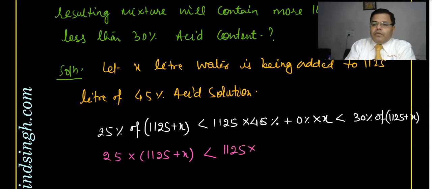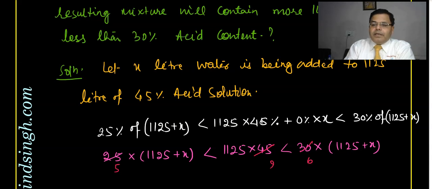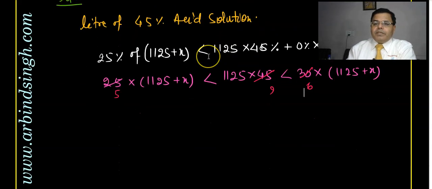1125 into 45, 0 multiply everything is 0, and here 30 multiply by 1125 plus x. We can cancel by 5 to make it easier, right? So that can be 5, right? Here 5 times 9 is 45, 5 times 6 is 30. So we can cancel like this. Now it will be a simpler form and we can do this.